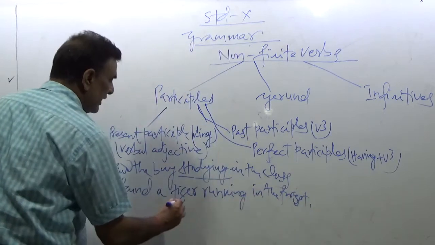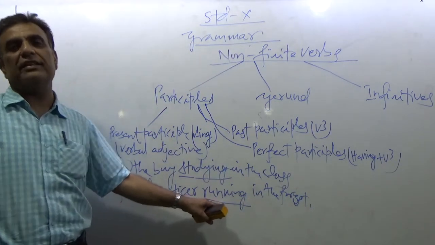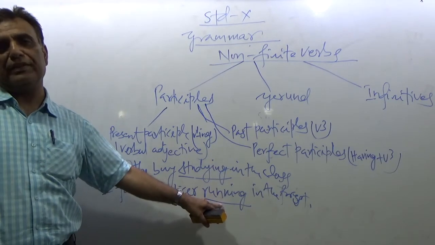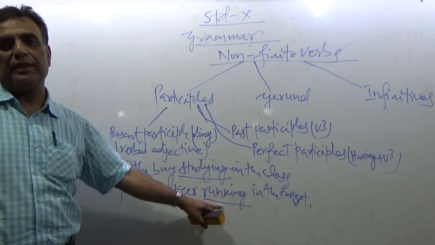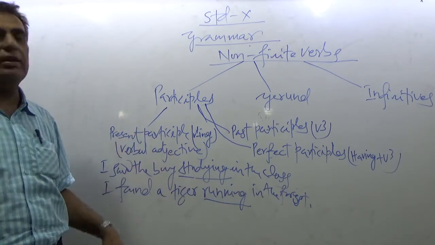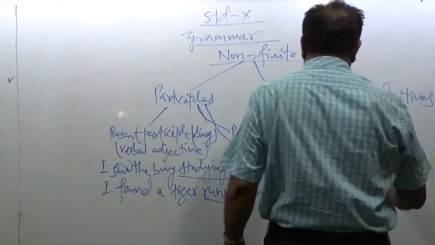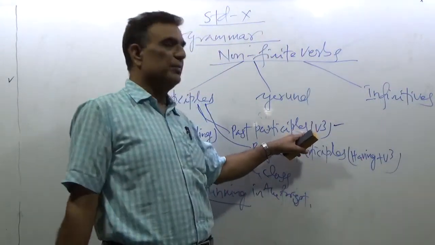I found a tiger running in the forest. This running is here a present participle, a non-finite verb. So its function is of an adjective, and that is why it is called a verbal adjective. Now comes the past participle. Actually here the V3 form is used.